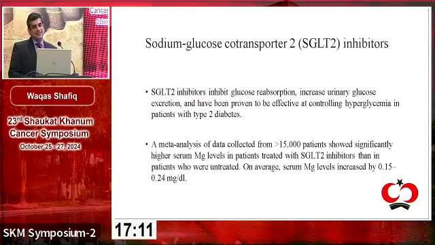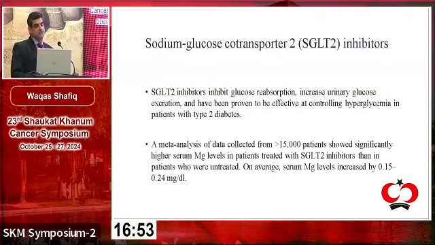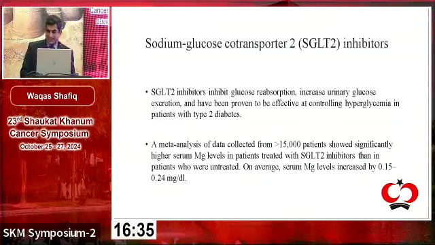Now they have checked that for hypomagnesemia as well. And what they found was that, in the way it increased urinary glucose excretion, it reduced the excretion of magnesium. There was a meta-analysis where they looked at 15,000 patients, which showed significantly higher serum magnesium levels in patients treated with SGLT2 inhibitors than in those who were left untreated. On average, it can increase the magnesium by 0.15 to 0.24 milligram per deciliter.